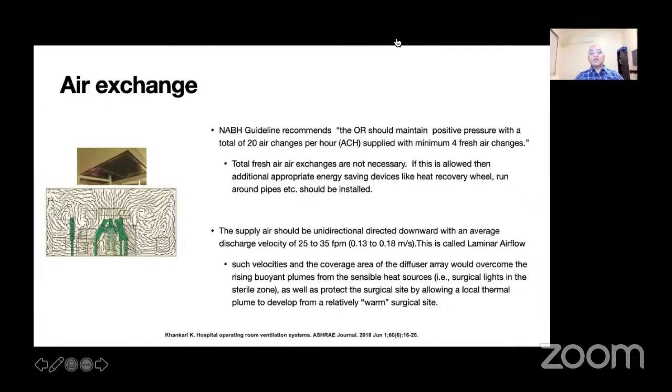The supply air should be unidirectional, which is called laminar airflow, which flows directly towards the operation theater table, and it also travels slightly laterally at a 15-degree angle. It should be at a discharge velocity of 25 to 35 FPM. This will cover the surgical area very well and prevent particles from the surrounding air from entering this particular area, and only clean air passes over the patient and the surgical team.